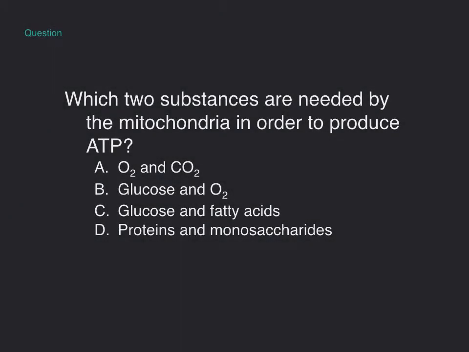This question should be pretty obvious for you. Which two substances are needed by the mitochondria in order to produce ATP? Oxygen and CO2, glucose and O2, glucose and fatty acids, or proteins and monosaccharides. Well, in order to have ATP, we have to have oxygen available, but we also need glucose available. So B is the only good choice for this answer.